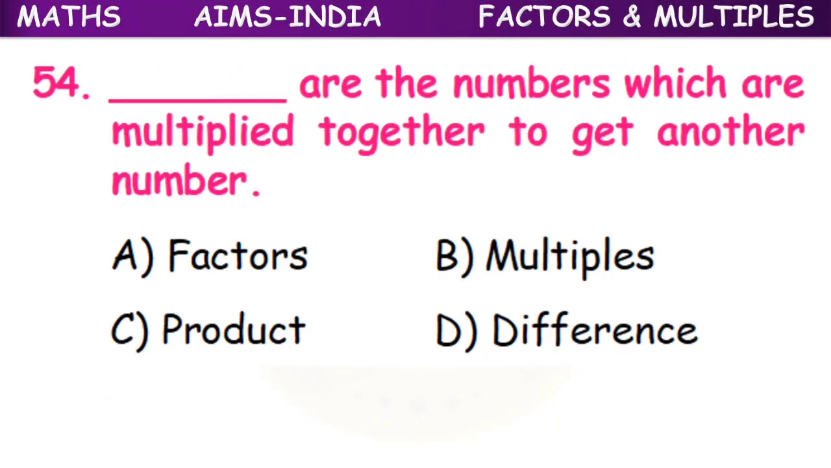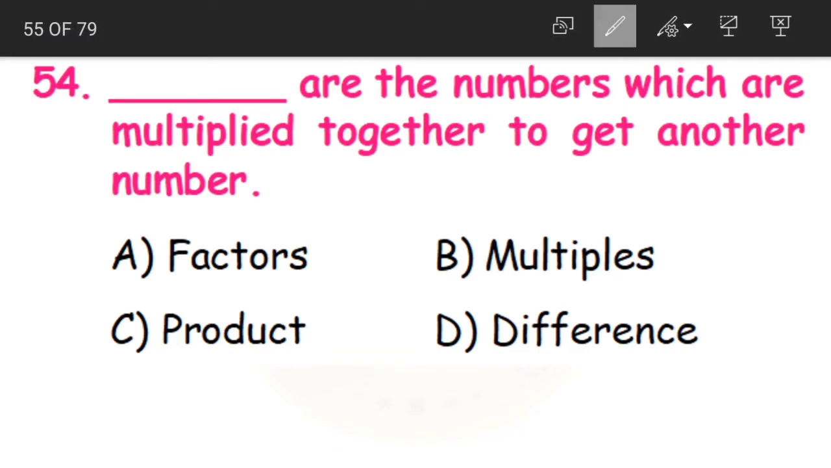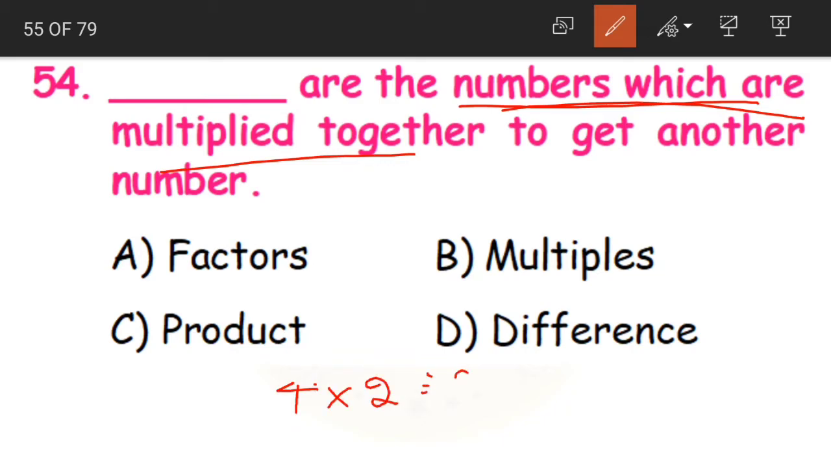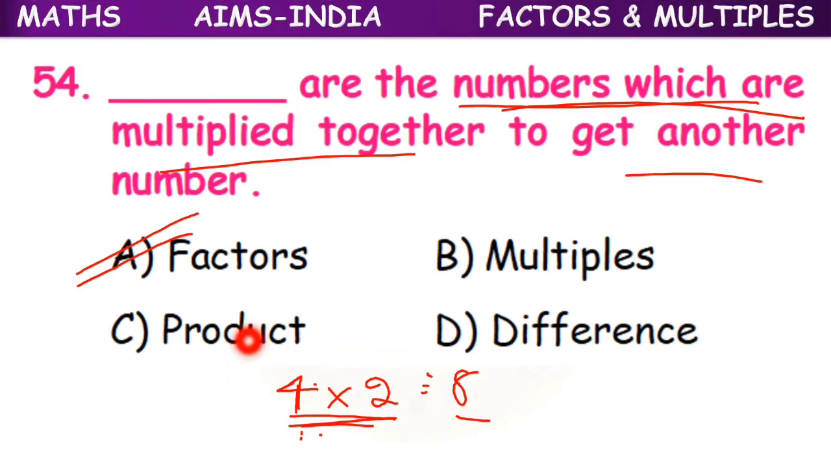Okay. Next, dash are the numbers which are multiplied together to get another number. Now what do we need? The numbers which are multiplied together. Let us say 4 2s are 8. So here 4 and 2 are multiplied together to get another number 8. Now what are 4 and 2 called? They are called as factors. Yes. So option A, factors, becomes our correct answer.